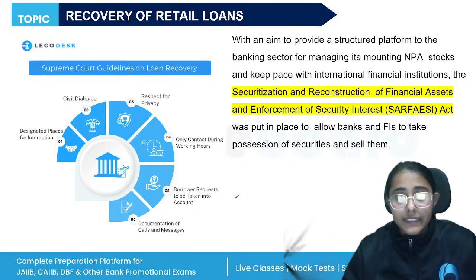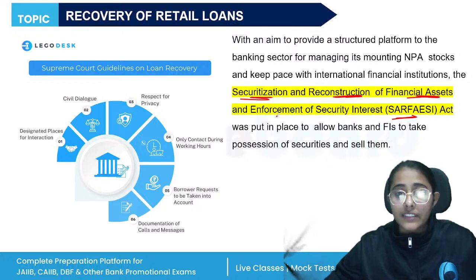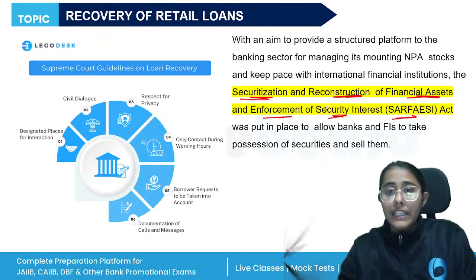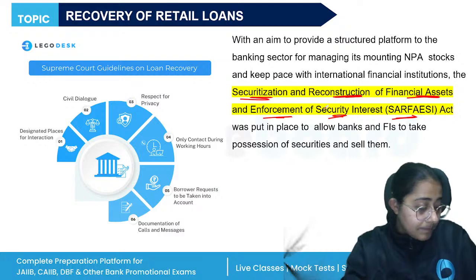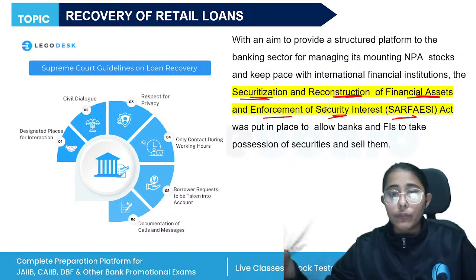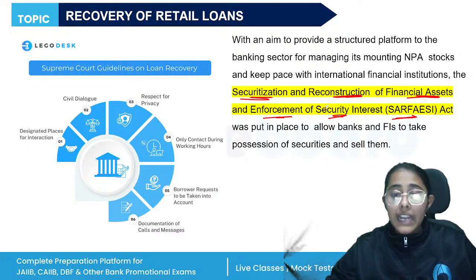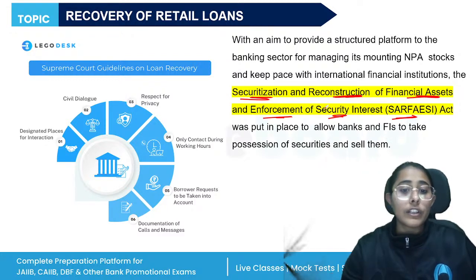So now we are going to discuss the various options that are available with the banks for the recovery of their NPAs. First, we have the SARFAESI Act, which is the Securitization and Reconstruction of Financial Assets and Enforcement of Security Interest Act. When the banks have huge amounts of NPAs collecting, they will not be able to perform their functions in a smooth manner. So the SARFAESI Act was brought into force in 2002 to legalize the securitization and reconstruction of the financial assets as well as enforcement of the security interest.